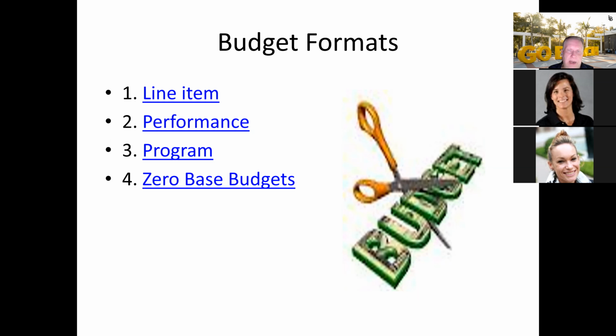Second type of budget format is a performance-based budget. This is where we start to ask the question, how well are we spending the money? So what activities are we funding with this money? And then how are those activities helping us achieve our goals and our objectives? So you may have an objective in a police department to reduce violent crime rates by 30%. Well, how are you going to do that? Well, one activity may be you're going to spend $35 million on increasing patrols.